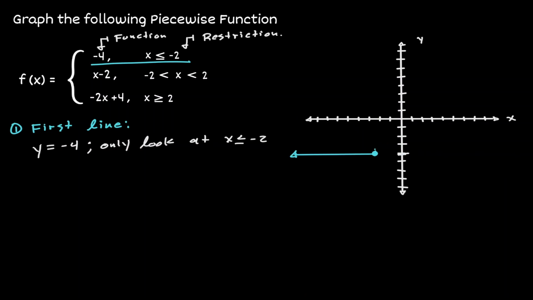But one thing to notice is that underneath the inequality, we have an equal sign. So therefore, at -2, we need to have a solid circle. So we are done with our first line. Now let's take a look at the second line.